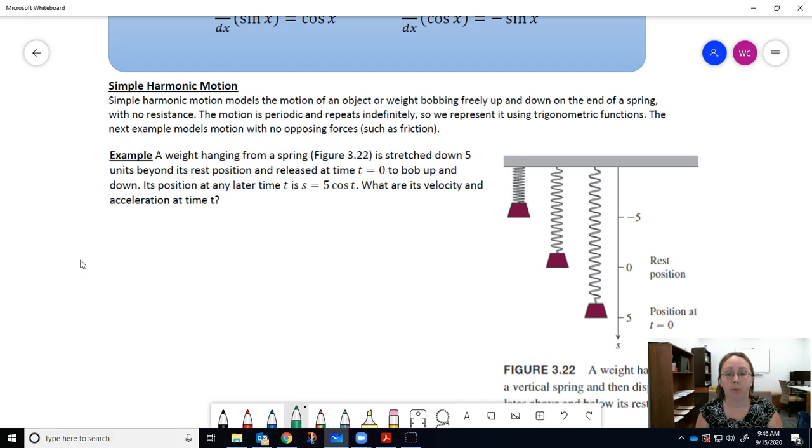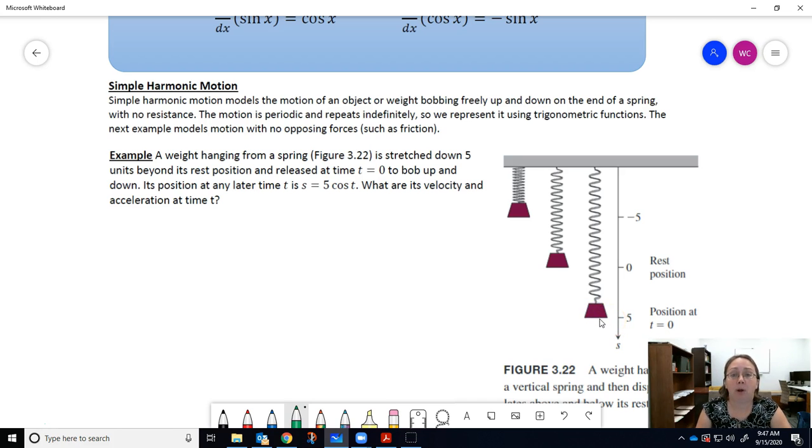Example: a weight hanging from a spring, you can see the picture there, is stretched down 5 units beyond its rest position. So if I were to just let the weight set in place, and not pull it down or push it up, if I were to just let the weight hang at its natural position, non-moving, it would be in this middle position here. It says it's stretched down, so they pulled it down 5 units beyond its rest position, and then they released it. Now notice they've marked this at t equals 0. So this is our initial time.